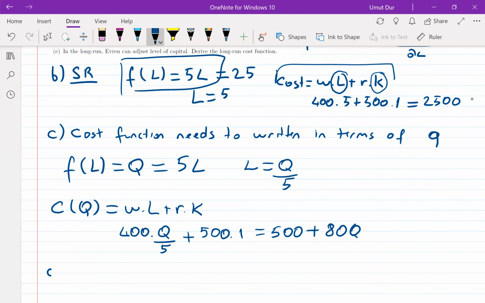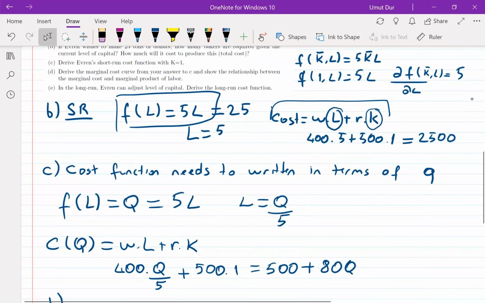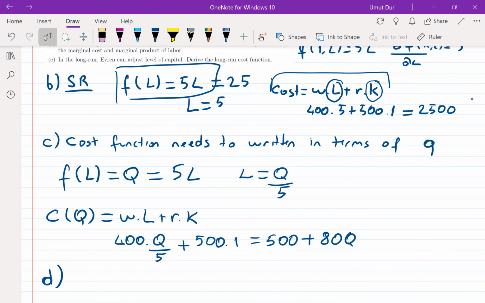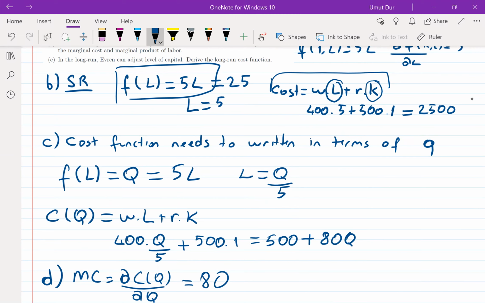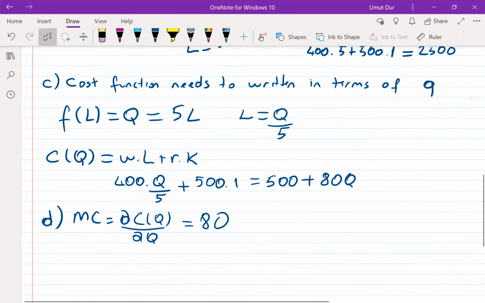In part D, it asks us to derive the marginal cost curve from your answer in part C and show the relation between the marginal cost and the marginal product of labor. Here, marginal cost is dC(Q)/dQ, which will be 80. And one last thing: in the long run, everyone can adjust the level of capital. Derive the long-run cost function.